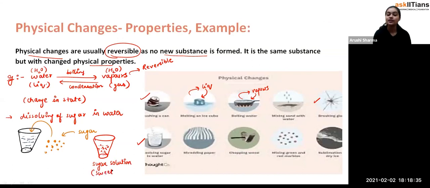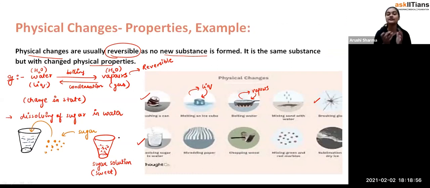But students, you can reverse this process. How can you reverse it? We know that water is able to convert into vapor. So what we can do is boil this sugar solution, and all of the water can convert into vapors by heating it, and the sugar will be left behind.